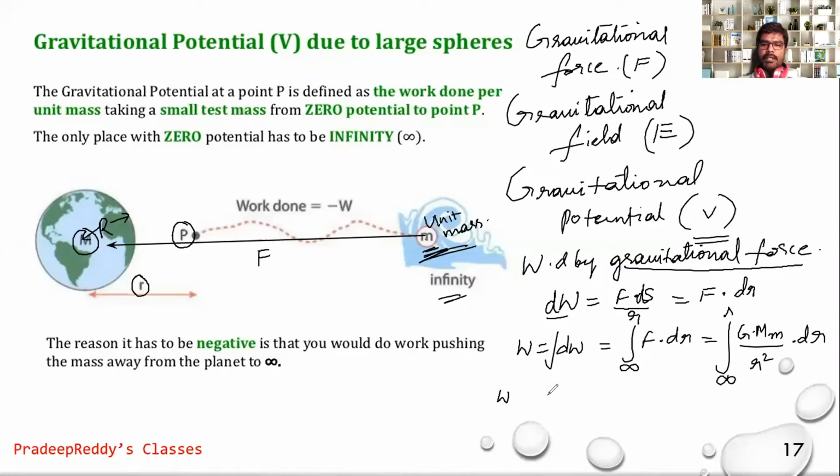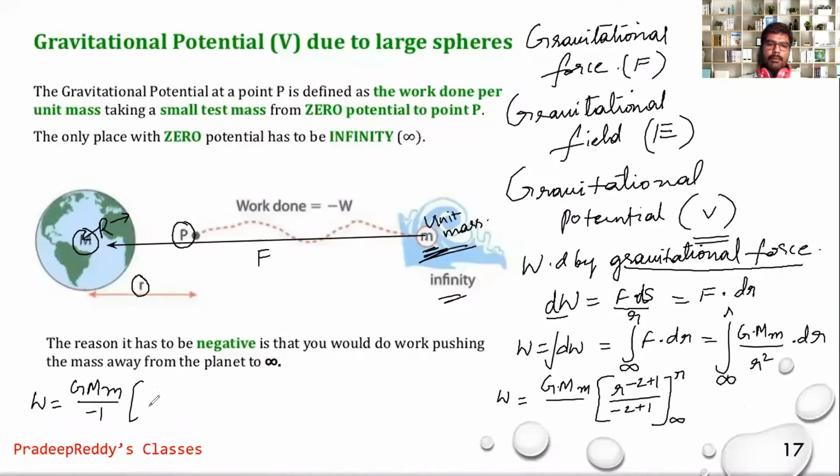So work done W can be written as G M m, integration of 1 by r square dr. 1 by r square can be written as r power minus 2. So it can be written as r power minus 2 plus 1 divided by minus 2 plus 1. Limits are from infinity to position r. Now I can substitute those limits. So work done W is equal to G M m divided by minus 1 into 1 by r, limits from infinity to r.